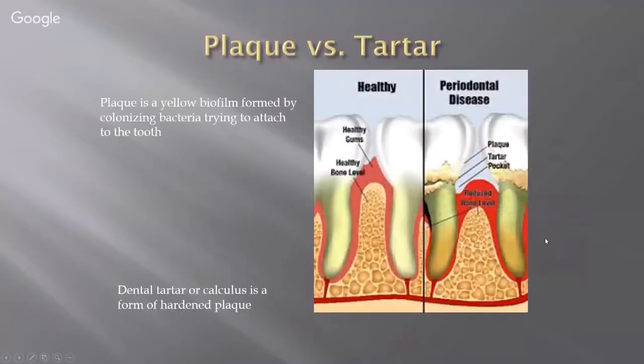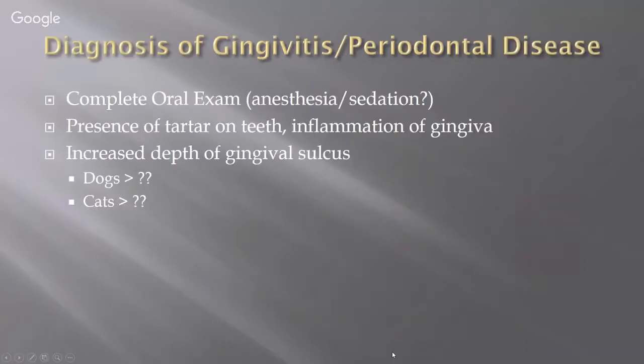Plaque versus tartar. Plaque is just a biofilm. It's yellow in color. Sometimes it's hard to even see. It's formed by colonizing bacteria that is really trying to attach to the tooth. Dental tartar or calculus is a form of that plaque, but it is hardened. So once the plaque forms, if we don't get it off, it will harden into tartar.